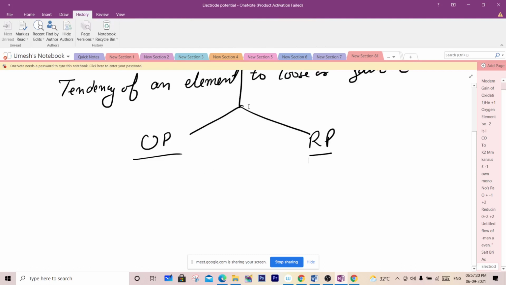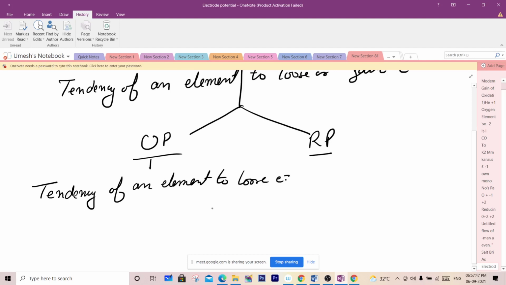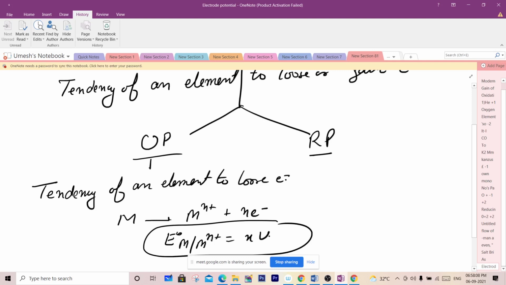What is oxidation potential? Oxidation potential is the tendency of an element to lose electrons. It is the tendency of a metal to lose n number of electrons. We represent it like this: E of M to M^n+, with a slash in between, in volts. Tendency of an element to lose electrons is called oxidation potential.